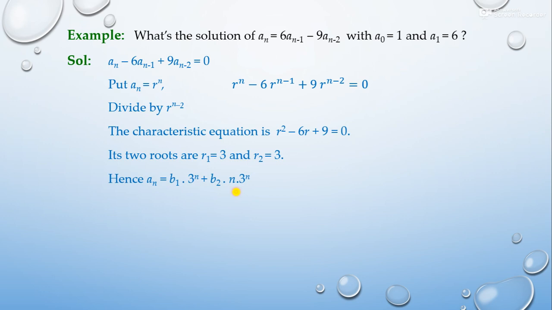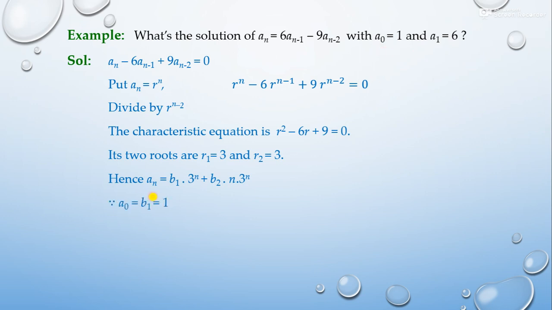I told you that if we have two roots equal, we write our solution in the form of b1 plus b2 n, times the root 3 raised to the power n. So this is our solution of this recurrence relation. Now initial conditions are given, so by using these we can find the values of these two constants b1 and b2. So now put n equal to 0, because we are given a0 is equal to 1.